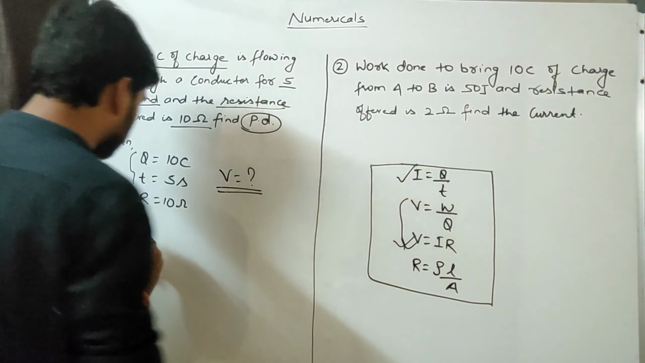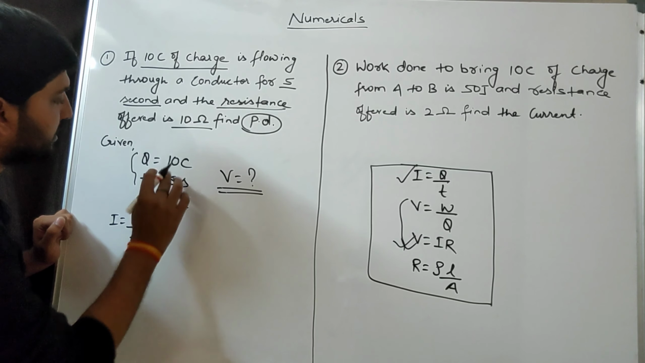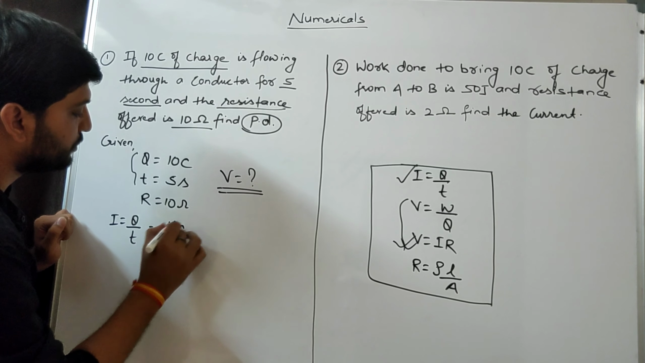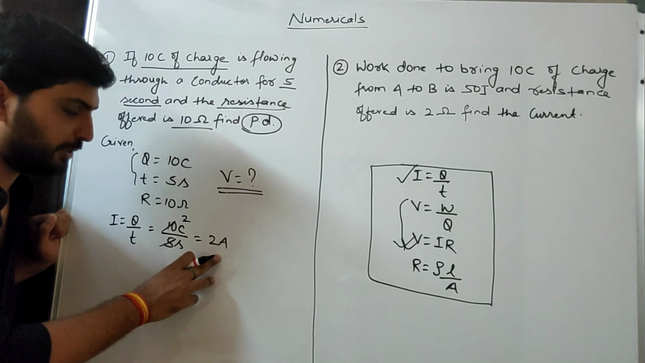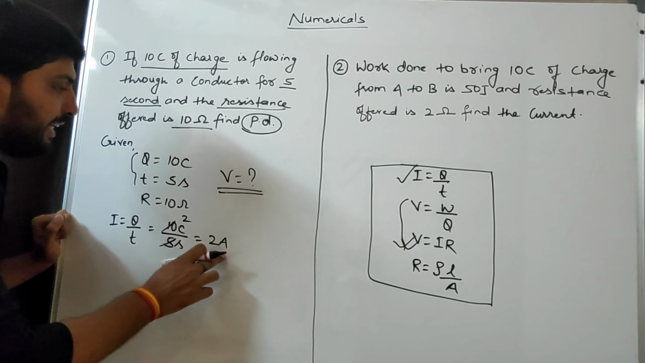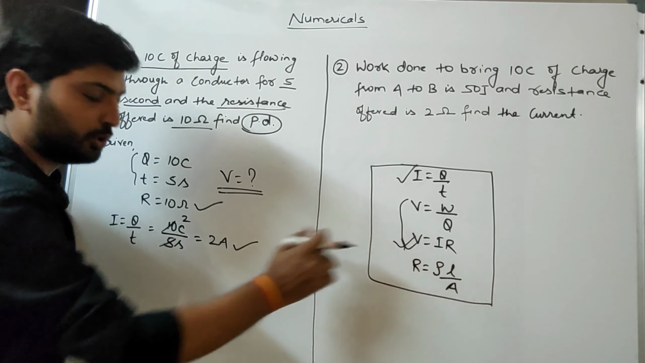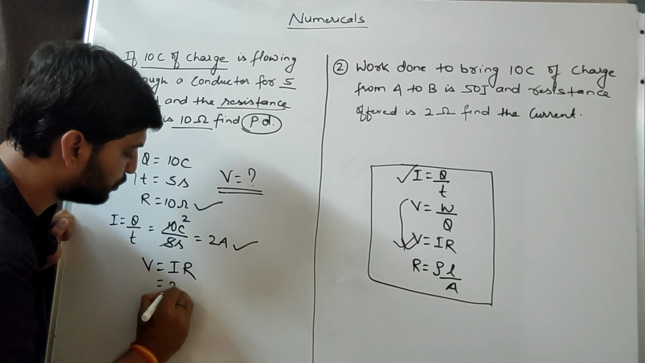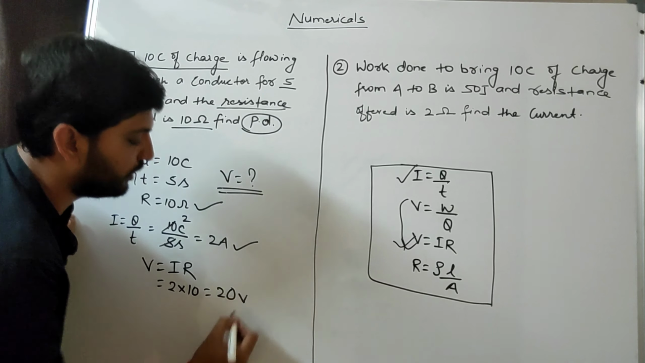I means electric current. So I = Q/T. What is Q? 10 coulomb upon time 5 seconds, which is 2 ampere. What is the unit of electric current? Ampere. It is nothing but coulomb per second. Okay, so we have I now, we have R now. So we will calculate the potential difference. So V = I into R. I is 2 and R is 10, which is equal to 20 volt.